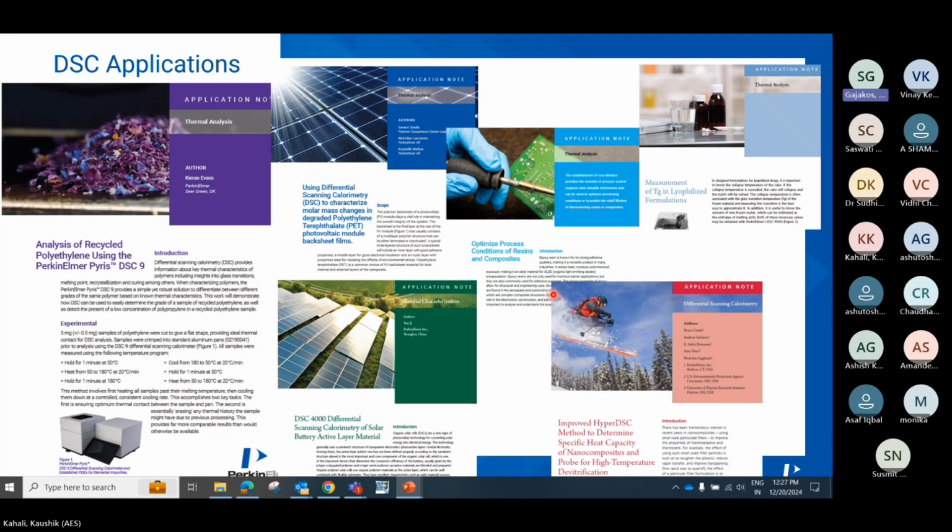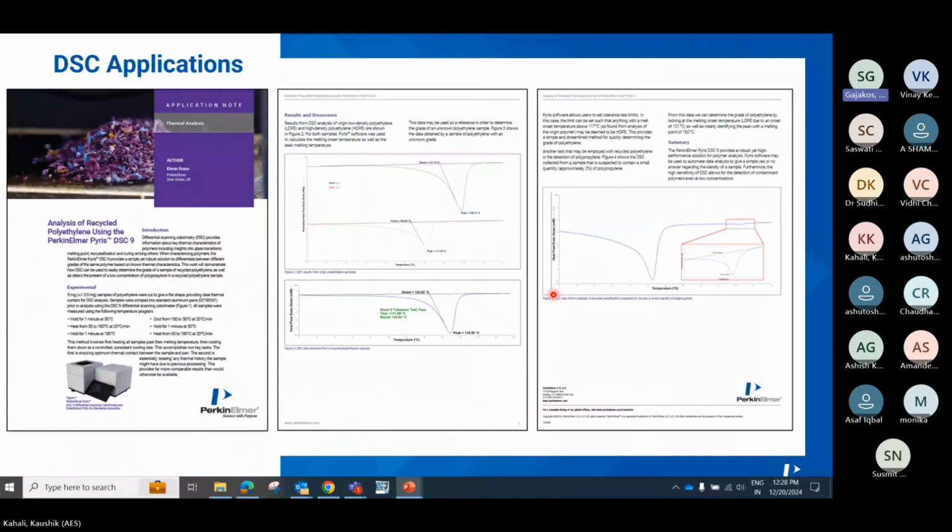We have developed a lot of application notes or experimental notes with our DSC instrument from a wide range of samples, be it polymers, rubbers, pharmaceutical samples, or inorganic and organic samples. So a lot of application notes are available for this kind of sample analysis. We will discuss a few of the applications. So the first application is, next slide, Kaushik.